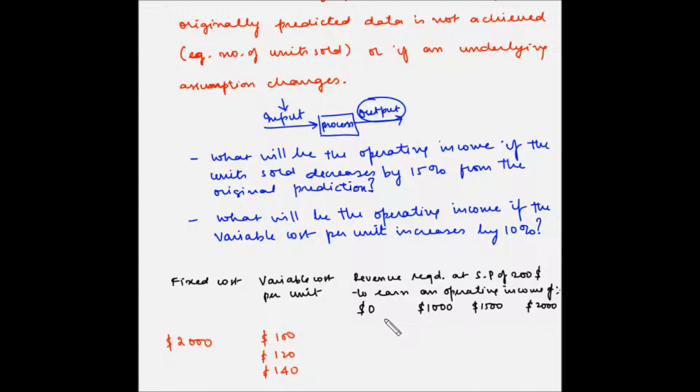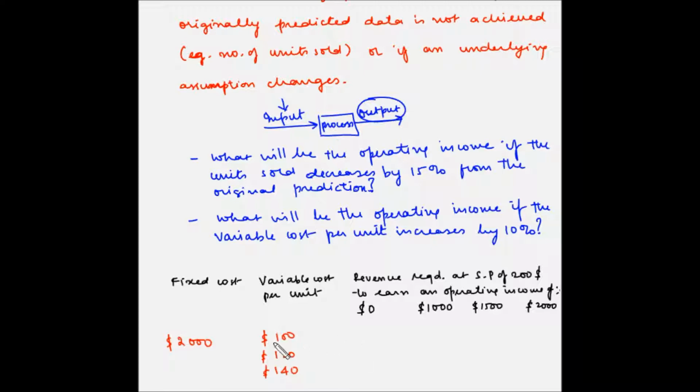So basically, the manager has set different levels of targeted operating income and is now trying to find out how much revenue should the company make in order to achieve those operating incomes. Now another variable that the manager has put is that if the variable cost is 100 or 120 or $140, then how much is the revenue required at a selling price of $200 in order to earn an operating income of $0, $1,000, $1,500, and $2,000.